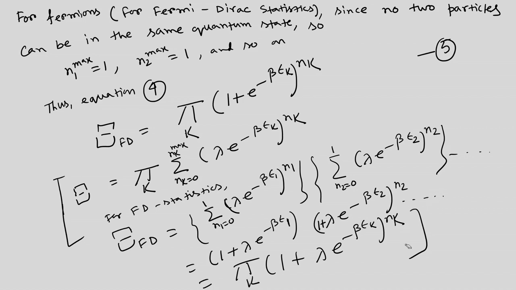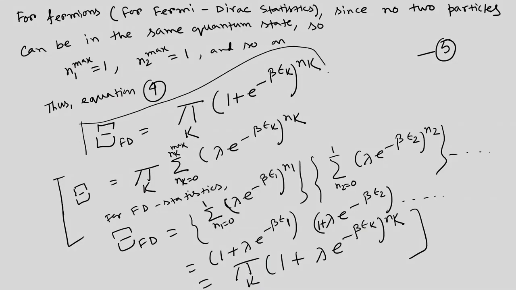And so on. Okay. So, we get the product of 1 plus lambda e to the minus beta epsilon k. So, this is our partition function for the Fermi-Dirac distribution. So, this is the expression.